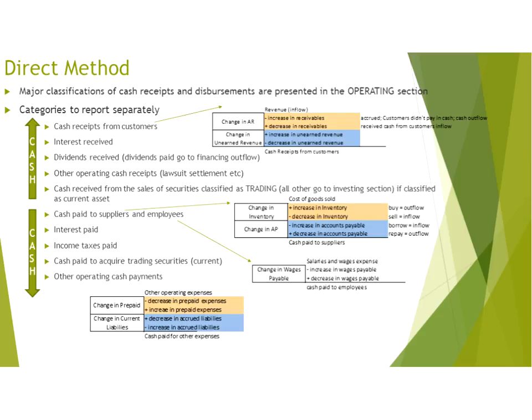And then if you look at the bottom of the page, other operating cash payments, we'll start with other operating expenses and make an adjustment for changes in prepaid and changes in current liabilities to get to cash paid for other expenses.